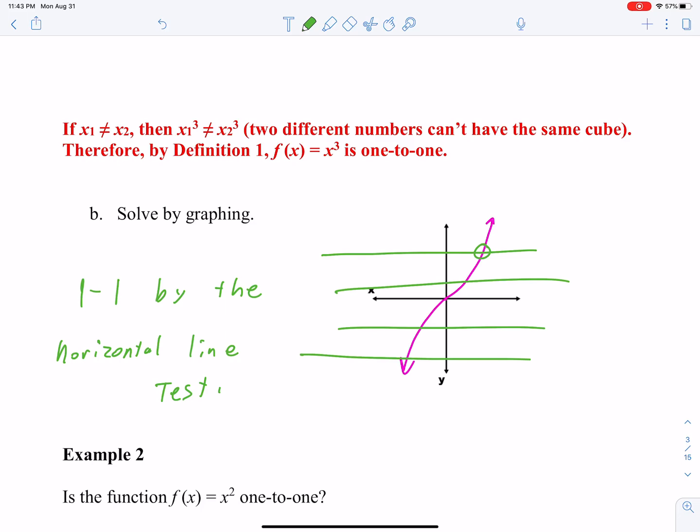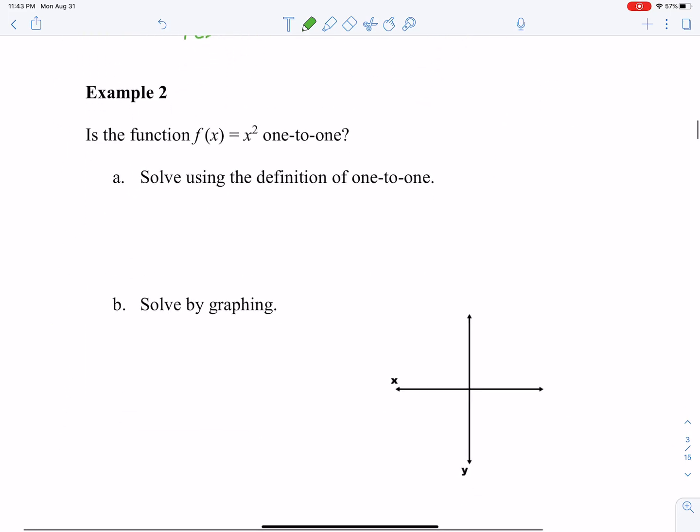Okay? All right. Let's see, example 2. So now we're talking about the x squared graph. So remember the x squared graph, that's your basic up parabola with a vertex of 0, 0. We're going to solve this using the definition of 1-to-1. Well, this one's easy, right? We could say f of 1 equals f of negative 1 when our function is x squared, right? Because 1 squared is 1, negative 1 squared is also positive 1. This all equals 1, but that breaks the definition, doesn't it?